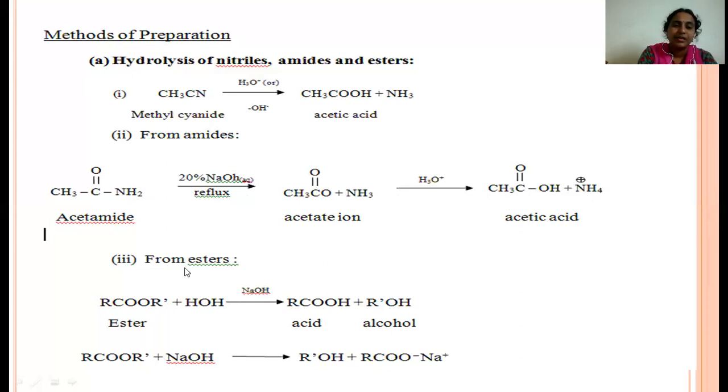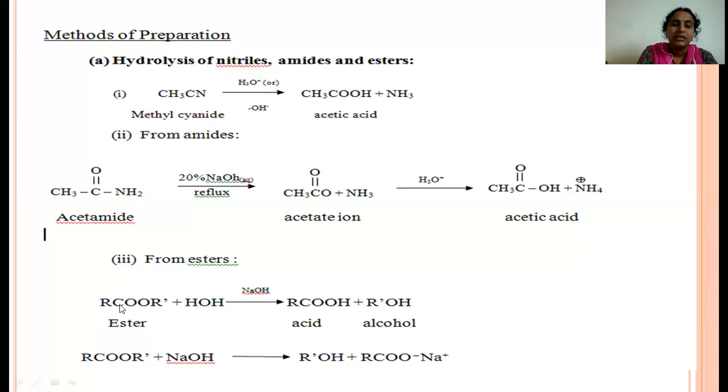So the next preparation is from the esters. Esters are nothing but R-C(=O)-O-R'. Compounds of this type of formula are called esters. Esters on hydrolysis in the presence of a base.